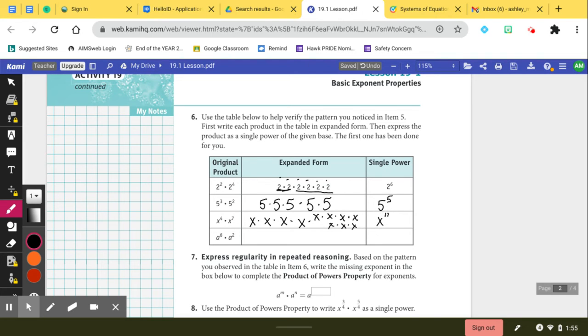And then let's just think about what a to the 6th times a to the second would be. Well, I could write it all out, but I bet if it's following the same pattern, this is going to be a to the 8th.